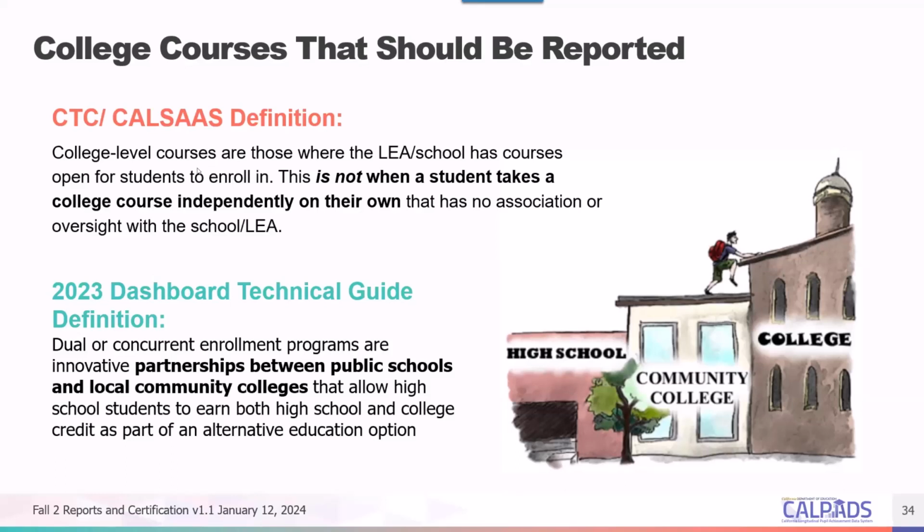If you go to the California Dashboard Technical Guide, there's a PDF document specific to the CCI, and it defines college courses that are dual or concurrent enrollment programs that are innovative partnerships between public schools and local community colleges. So it's pretty plain, and the different uses of college courses, they're only looking for those courses that are relationships between the high school and the colleges.